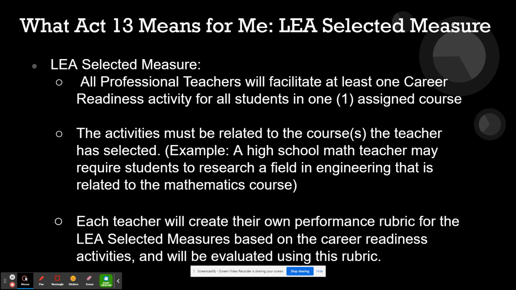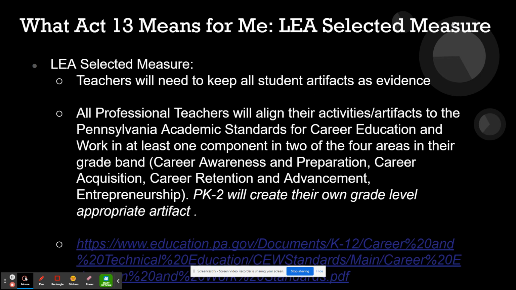do some kind of college and career readiness to prepare them for their futures. So all teachers will facilitate at least one career readiness activity for all students in one assigned course, pre-K to 12. The activities must be related to the course the teacher has selected. For example, a high school math teacher could look at engineering or something related to the math field. Each teacher will create their own performance rubric for the LEA selected measure. So that's basically how you're going to grade this activity, and then you will evaluate that activity.